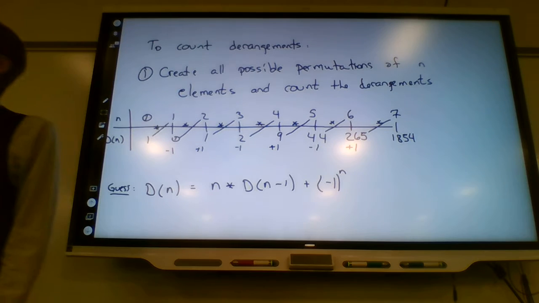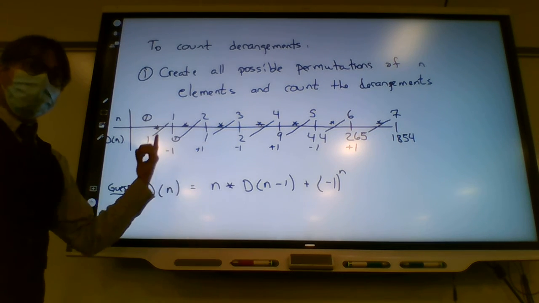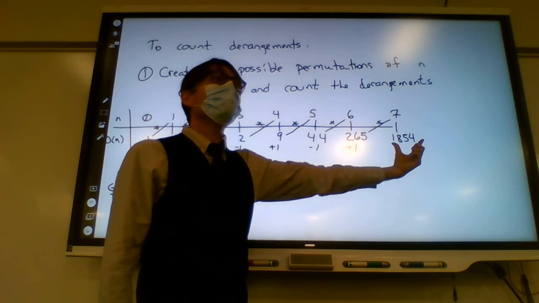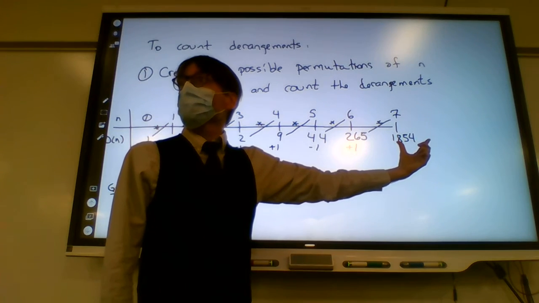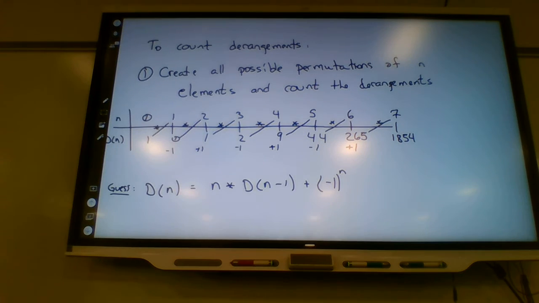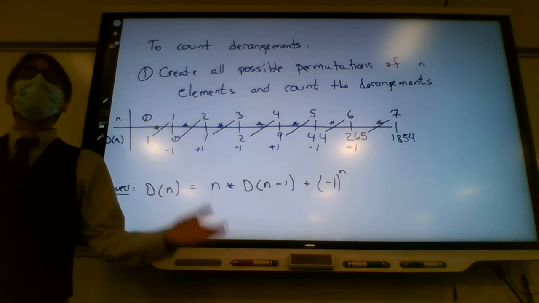1,854. Did anybody use this approach and get that value? Yes. So using the approach of listing all possible permutations, that is the number we get. What does that do? Does that mean our formula is correct? No, it just means that it works for another value.